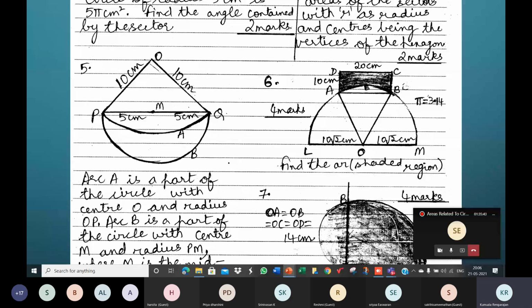Okay, Manasa has also shared her answer for the fifth one. Good, Manasa.